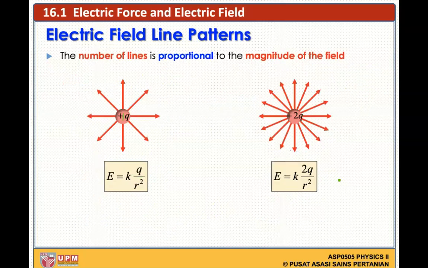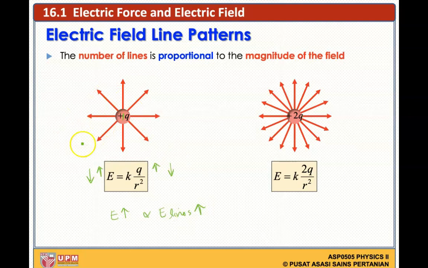Alright, so remember that the equation for electric field is kq over r squared. If my q is bigger, my electric field will be bigger. If my Q is small in value, my electric field will be small in value. This is the same case for the electric field lines. So the bigger the E, the more electric field lines it will have.